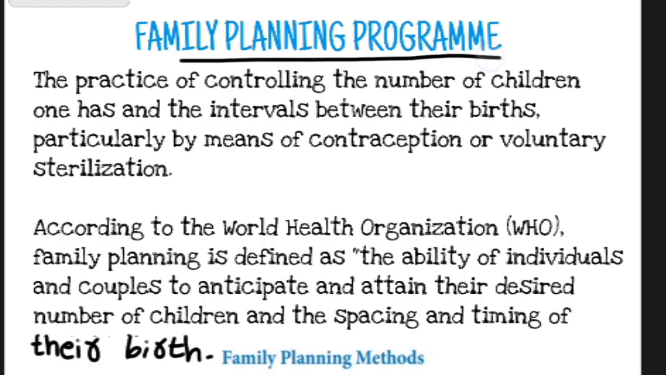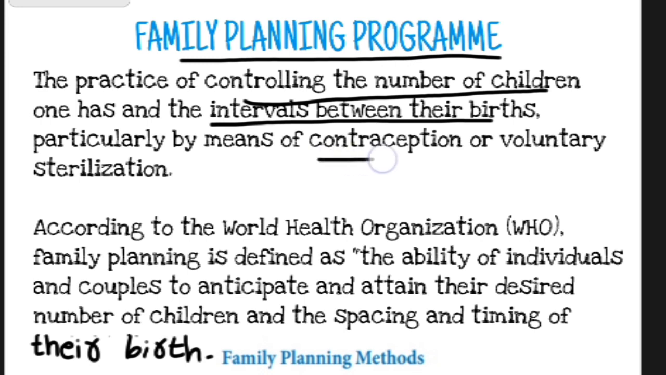Family planning program, this is a program which is introduced into our community so that we can practice control of the number of children in a family and provide an interval between childbirths. From the first child to the second child, the gap should be at least 2 years. This method is practiced with the help of contraception and voluntary sterilization.